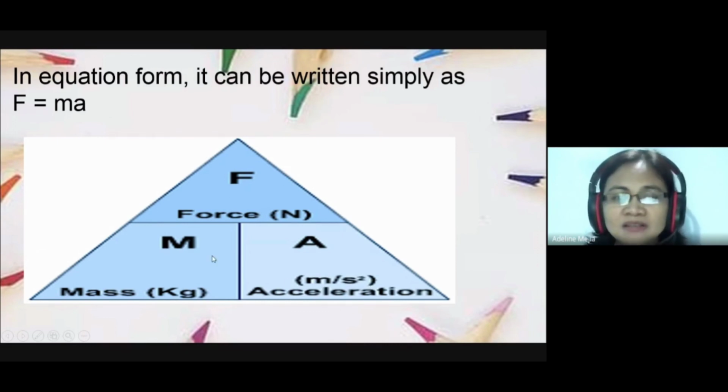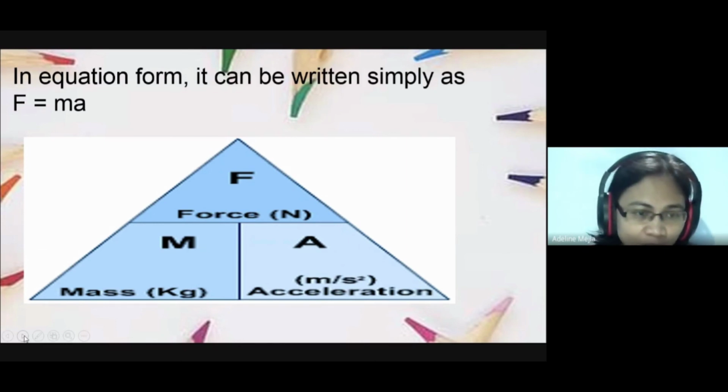Given this formula triangle, we can derive the different formulas for F = ma. Now, if we are looking for the mass and the given variables are force and acceleration, what we're going to do is force divided by acceleration equals mass. Now, if you are looking for acceleration, force divided by mass equals acceleration.